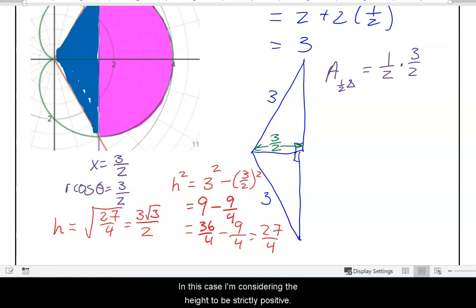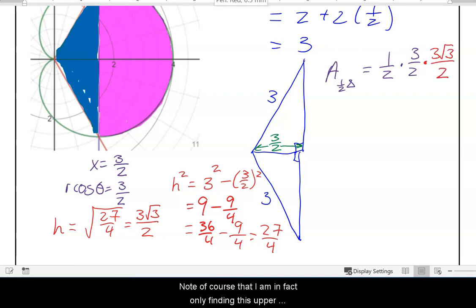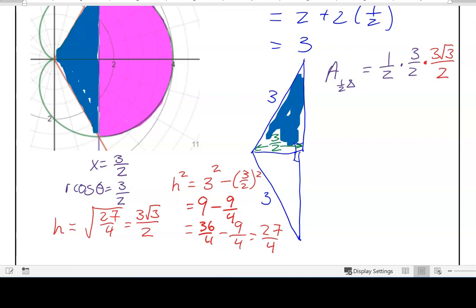In this case, I'm considering the height to be strictly positive. Now I can put that into the formula, and I will be able to finally find the area of half of that triangle. Note, of course, that I am in fact only finding this upper triangle that I have here, now semi-shaded in blue. Let's see what we come up with.